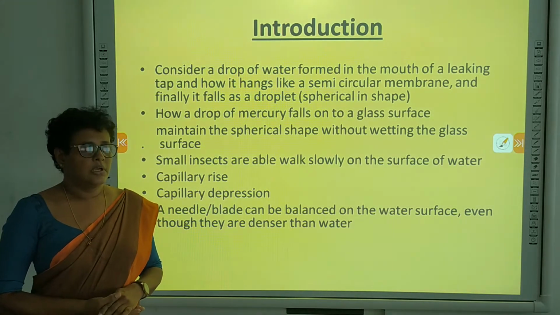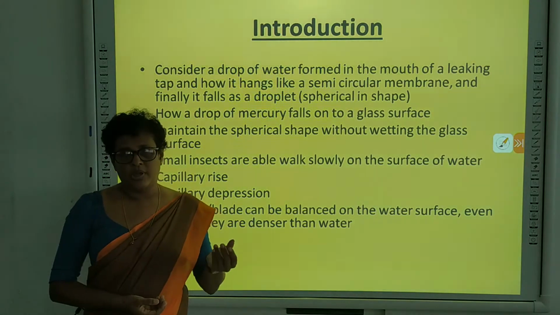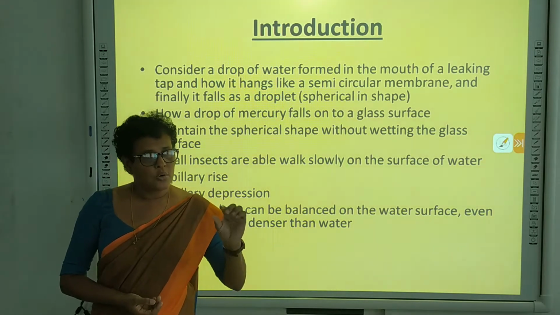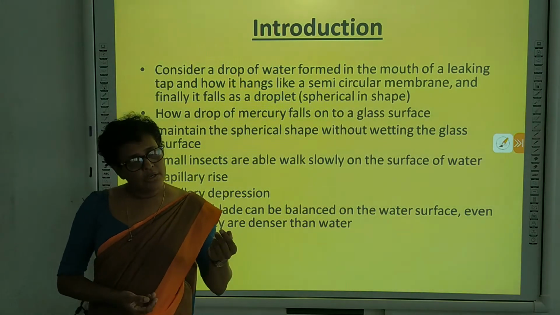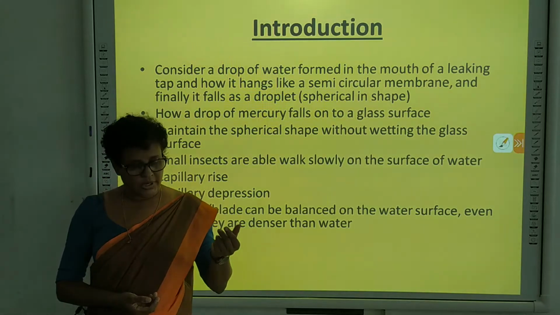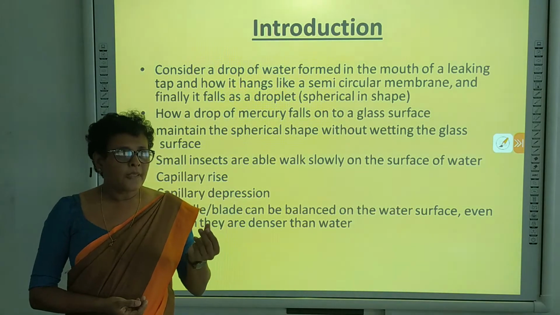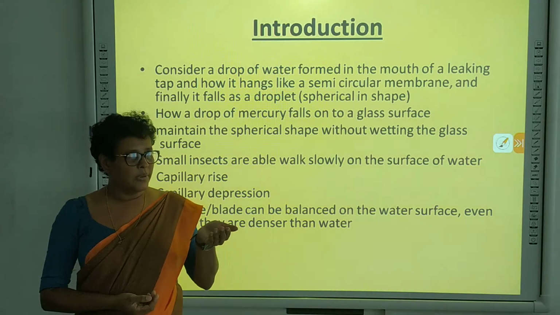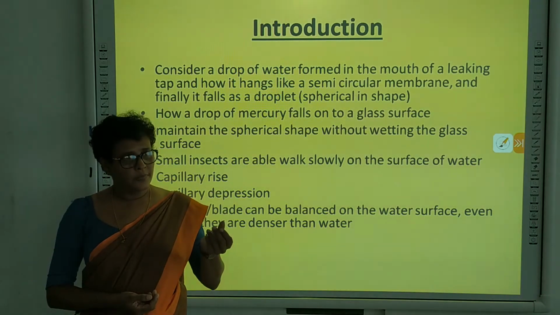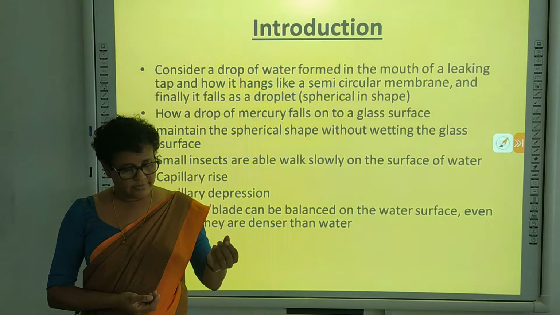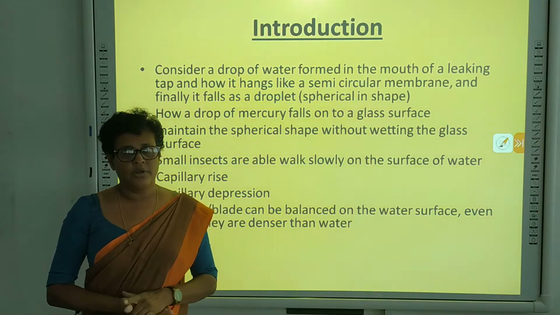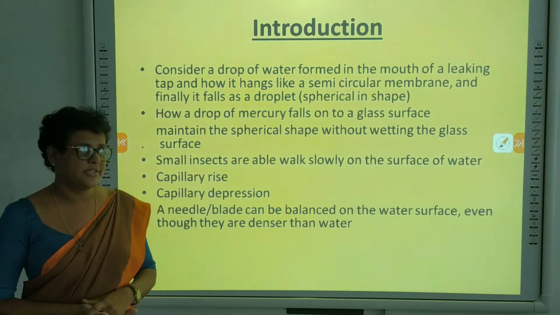And also, I think you all have a tap that is leaking a little bit. There you can see a semicircular membrane hanging around the mouth of the tap. And when the rate is increasing, it will fall like a circular drop. That is also due to surface tension.